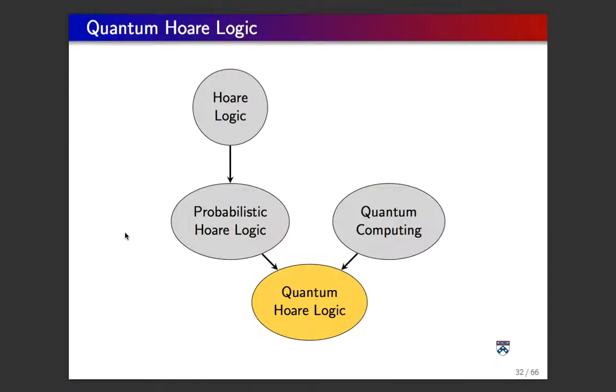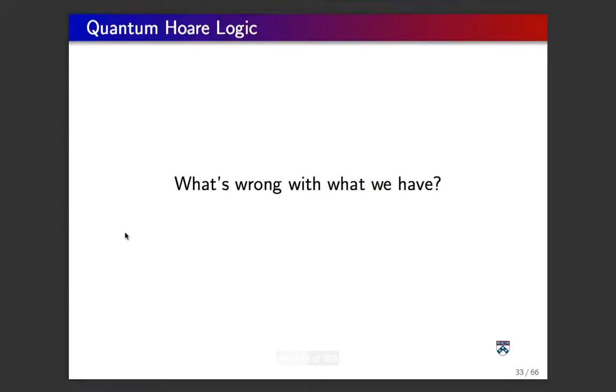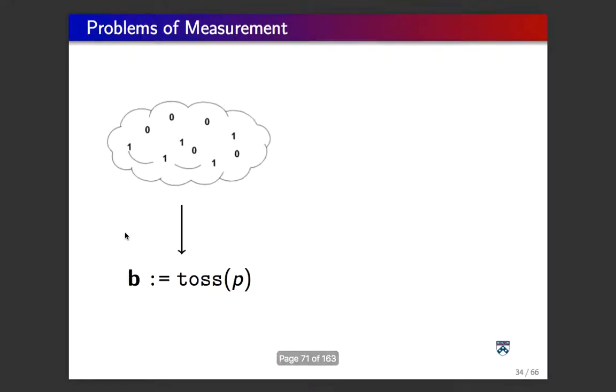Great. So we can now start talking about quantum Hoare logic. And you might be thinking, well, are we there yet? So basically, quantum is just a sort of extension of probability, and we should just be able to use these probabilistic logics to verify quantum programs. So, not quite, unfortunately. There are 2 reasons why this isn't quite the case.